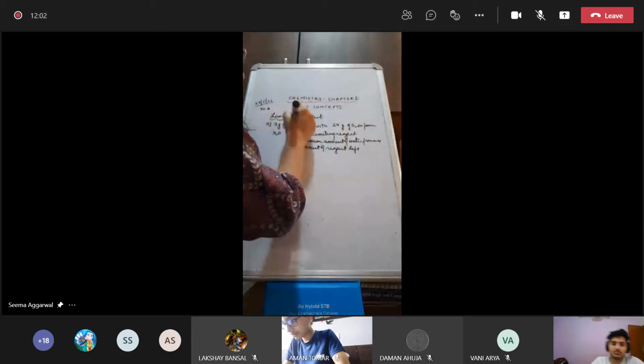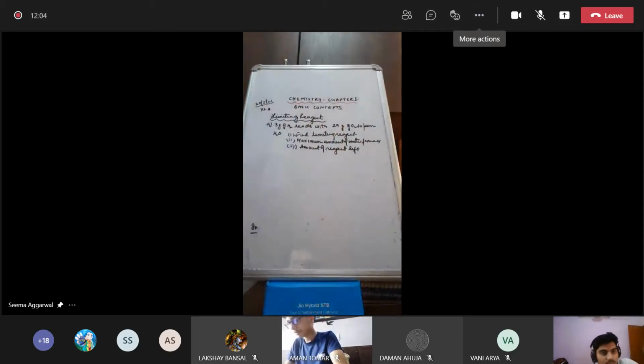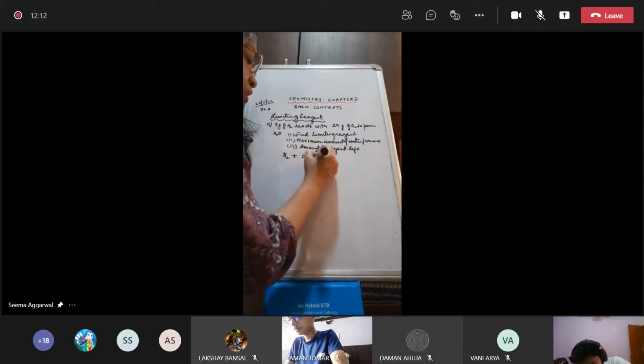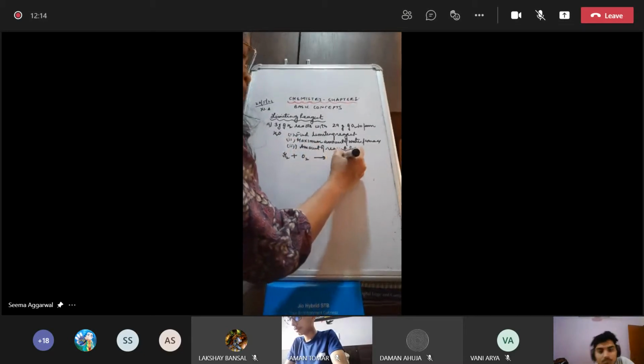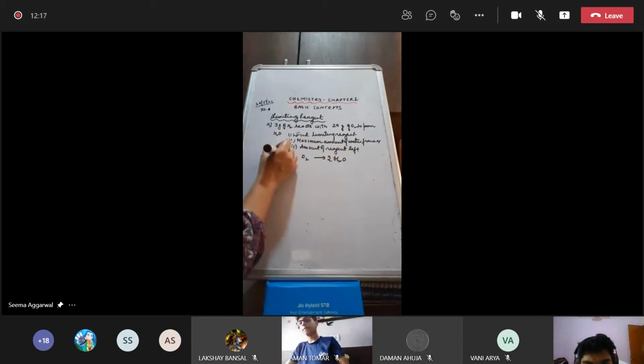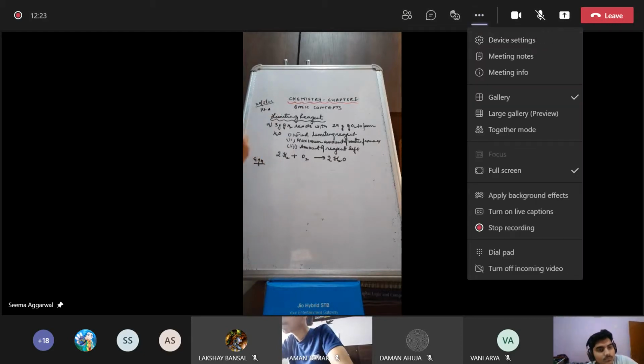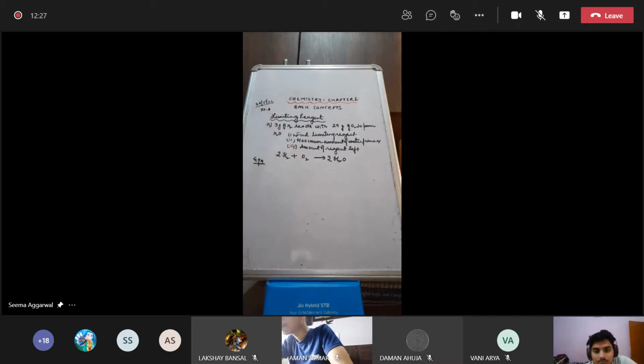Okay, now first step is to write a balanced chemical equation. H2 plus O2 gives water. So in the balanced chemical equation, 2 water and 2 H2. Now first step, we have to see according to the equation. Okay, what is the given data? It means hydrogen. What is the mass of hydrogen?